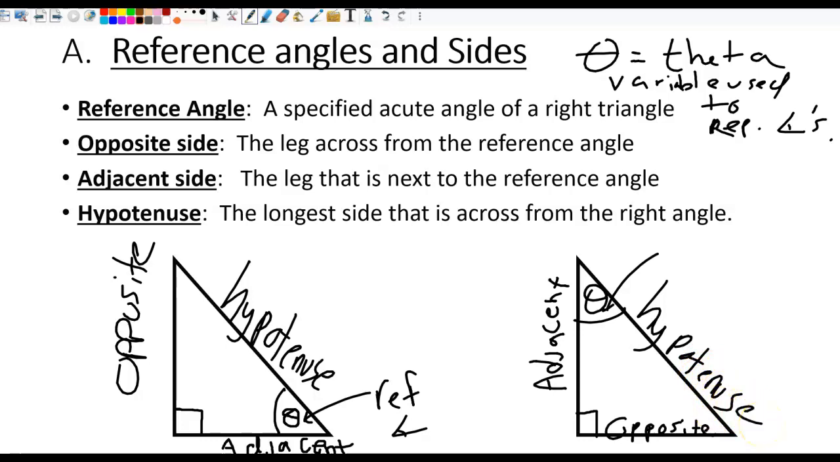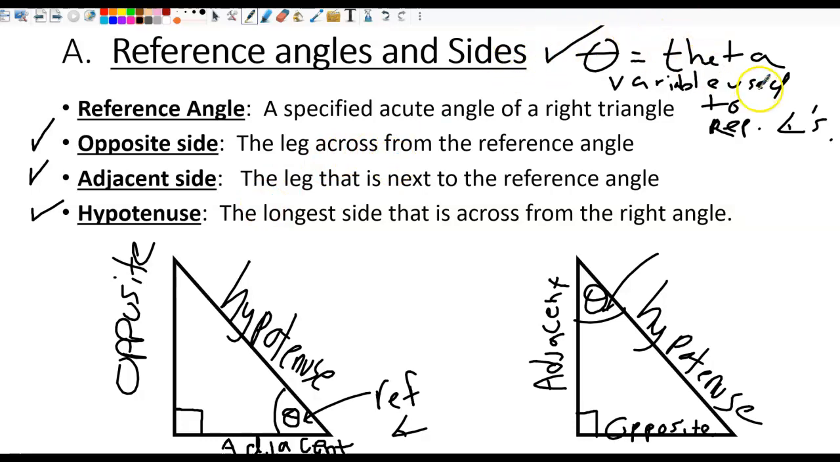So, in order to label these sides opposite, adjacent, and hypotenuse, you need to have a reference angle that tells you your starting point, so to speak. If you're here, then the opposite side would be this one over here, and the adjacent one would be this one down here. If you're on this triangle where I'm saying that this angle is the reference angle, then opposite is down here and adjacent is up here. But regardless, the hypotenuse is always the same, regardless of what your reference angle is.